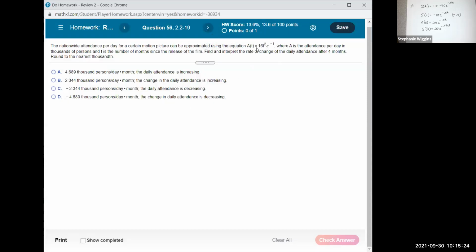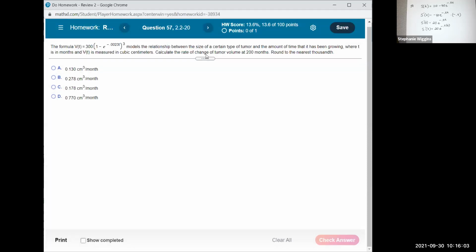Same thing here. Take the derivative because they're asking for the rate of change. And this one, they want you to interpret the rate of change. So after 4 months, notice here that when your derivative is negative, it's decreasing. So you can see here they're talking about it's decreasing. And is it the daily attendance or is it the change in daily attendance? It's the daily attendance decreasing, and this is the amount by which it's decreasing. So anyway, give that one a shot.